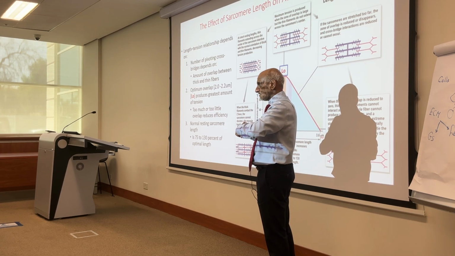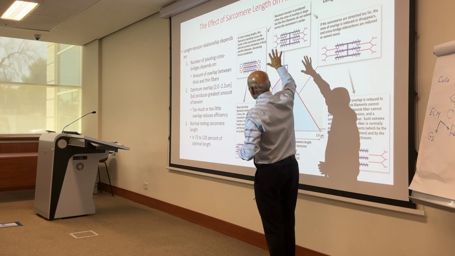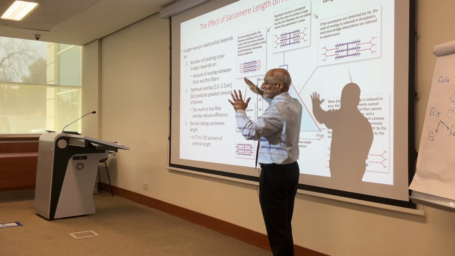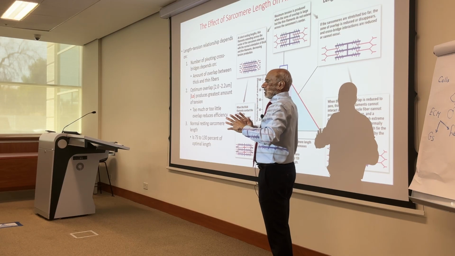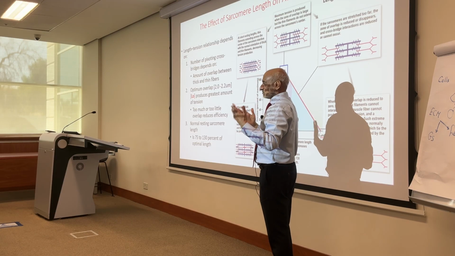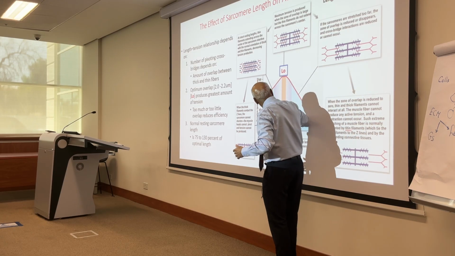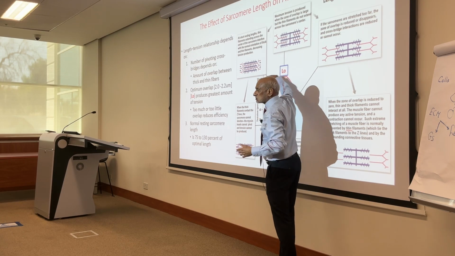So that's the number of possibilities you have for the myosin and the actin to attach to each other. Obviously, the greater the number of possibilities for attachment, the greater the force. And that's what it's telling you. At this length, you will have that amount of force.